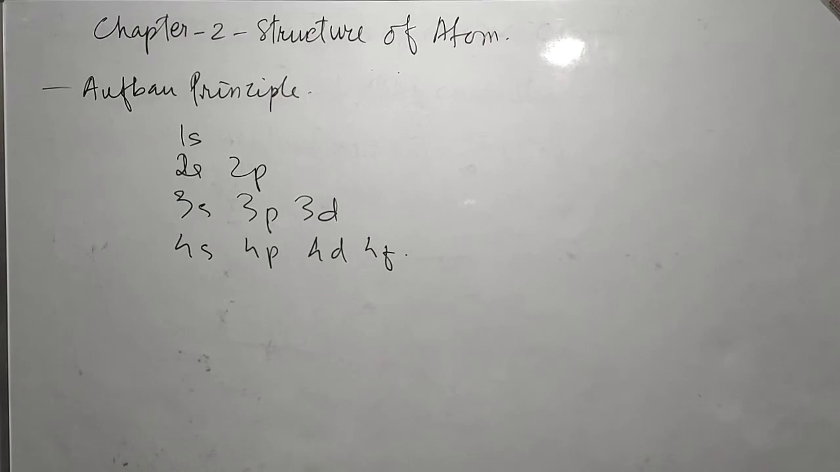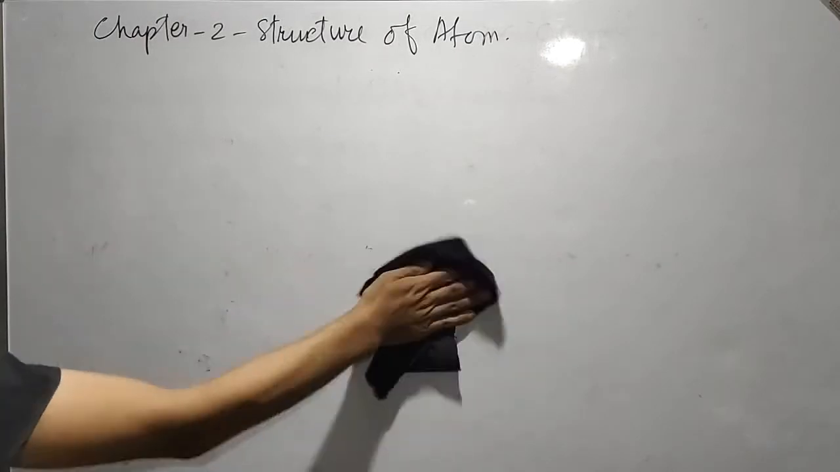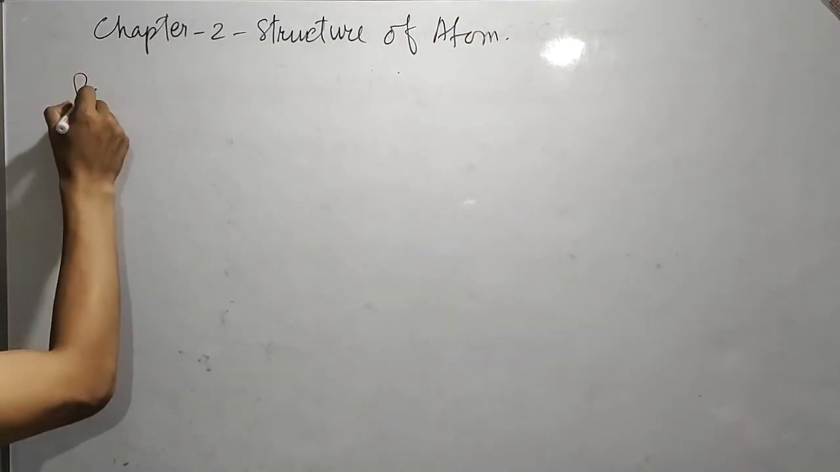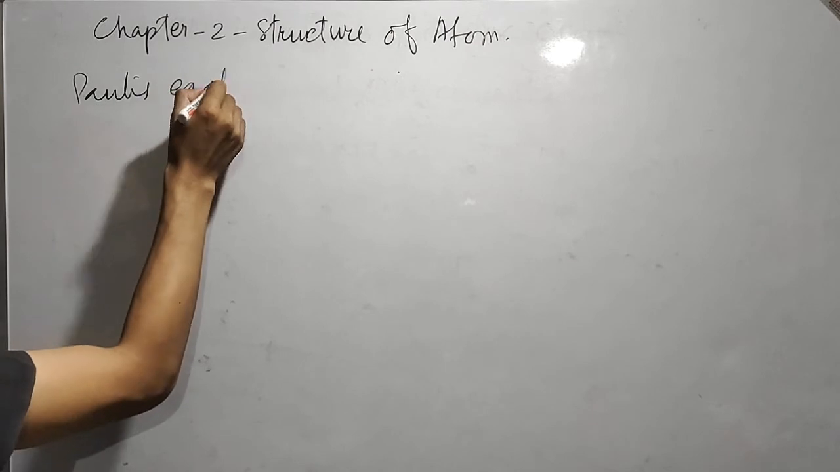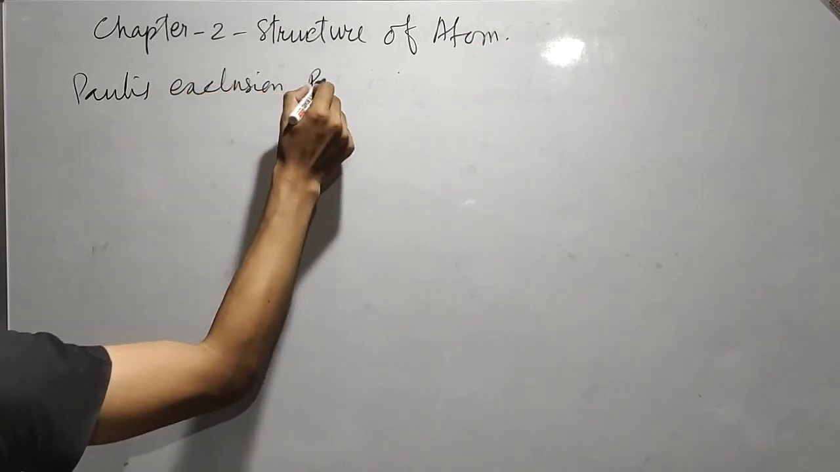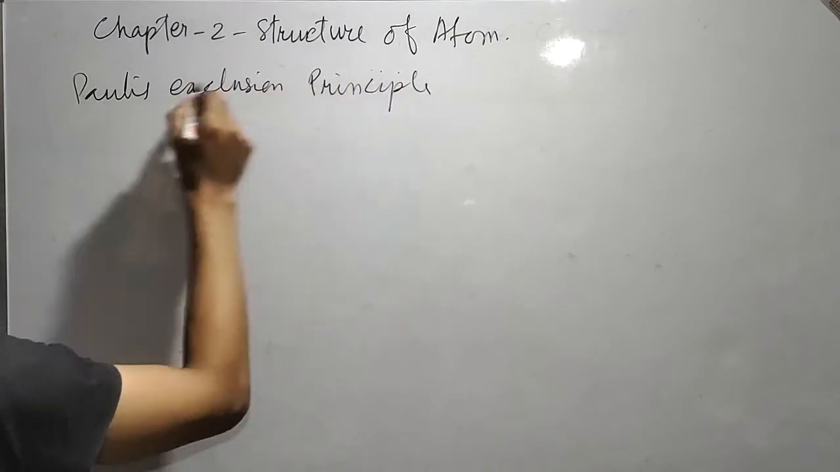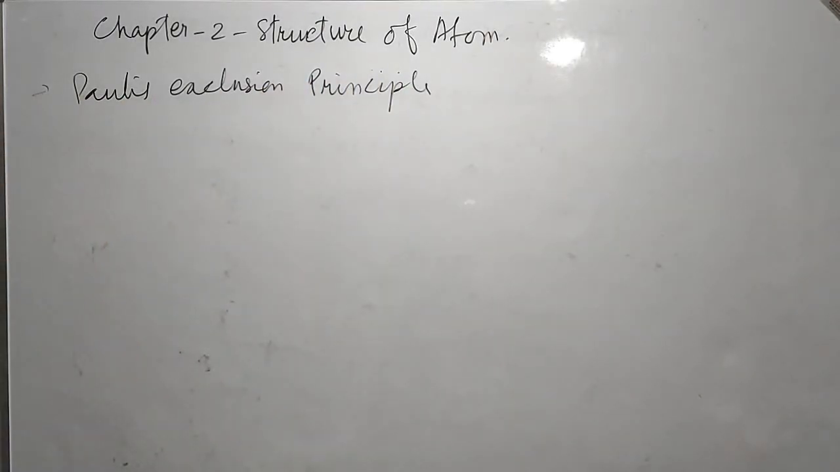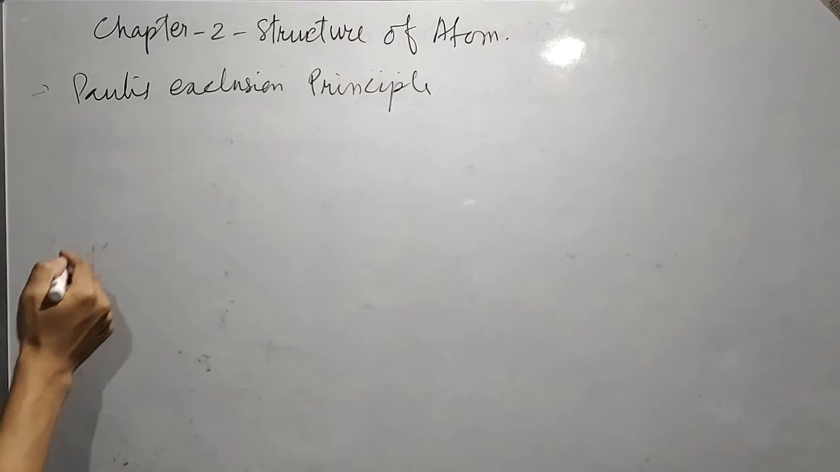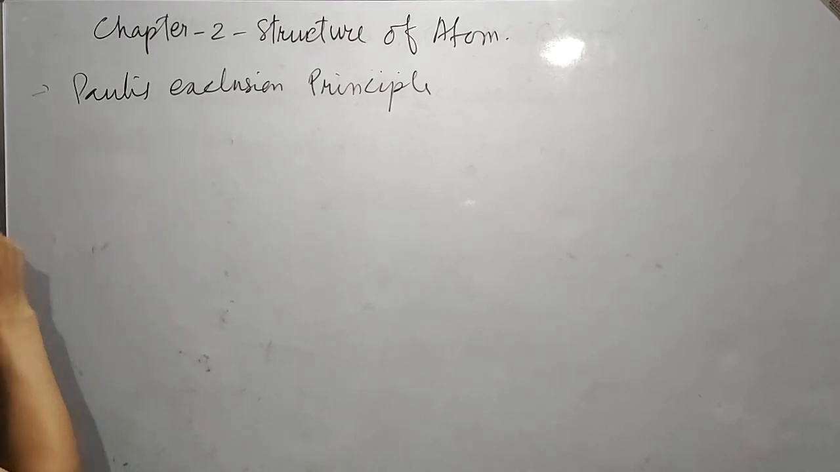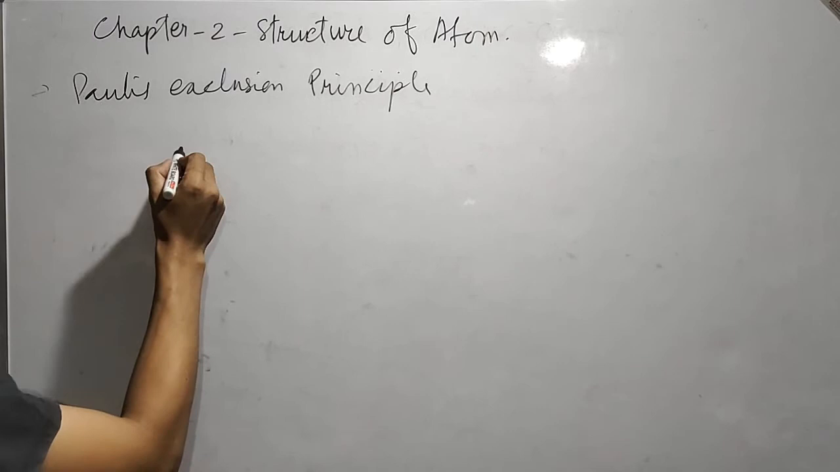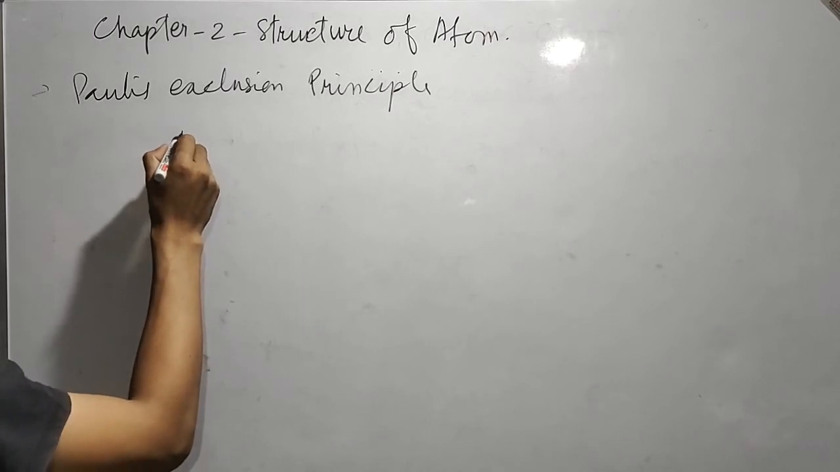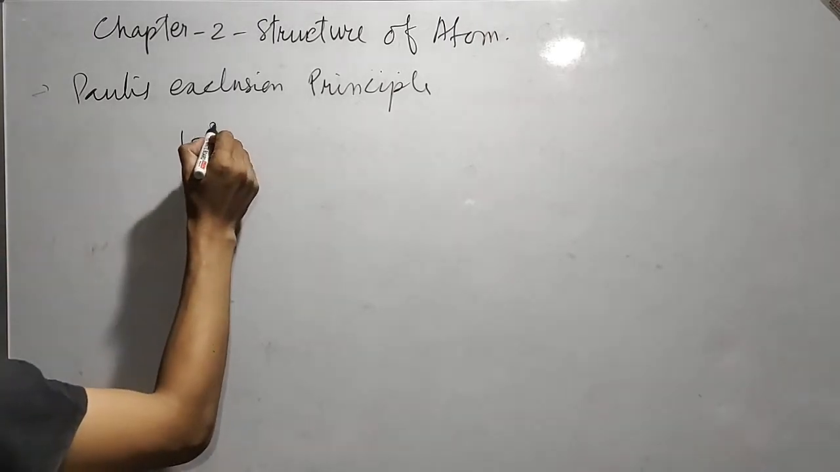Then moving on to the next principle, that is Pauli's exclusion principle. According to this principle, no two electrons will have the same values of all the 4 quantum numbers. See, suppose 2 electrons are present in the 1s orbital.